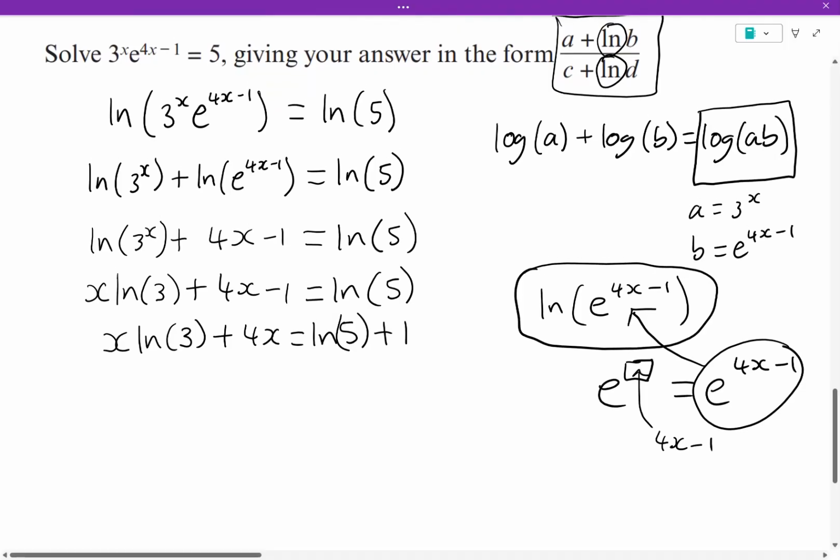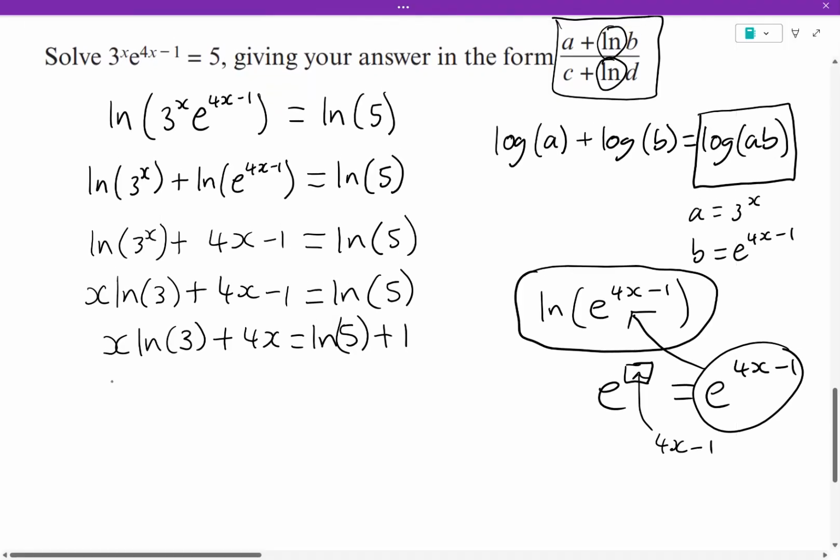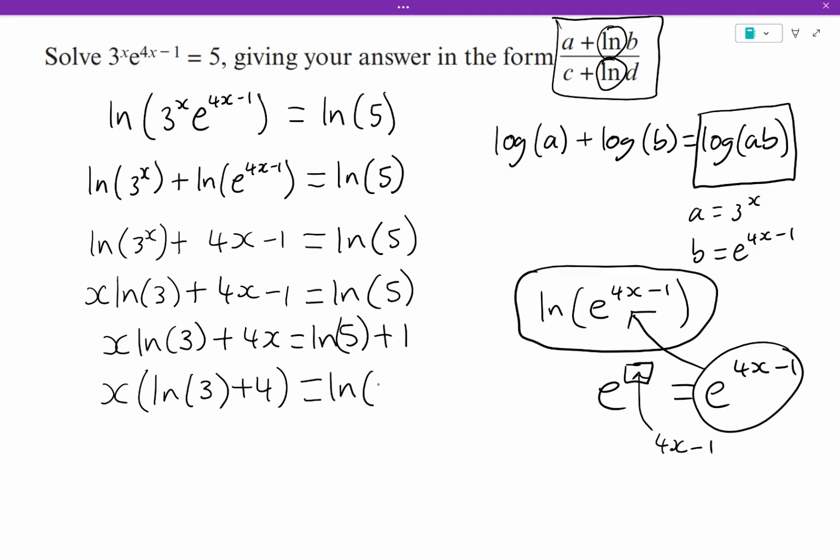Now we need to isolate x on the left-hand side. x is a common factor, so we're going to factor it out. In the brackets, we get ln 3 plus 4, and that would be equal to ln 5 plus 1. Then the x is being multiplied by the bracket, so we're going to divide by the bracket. So x is going to be equal to our right-hand side, ln 5 plus 1, divided by our bracket, which is ln 3 plus 4.